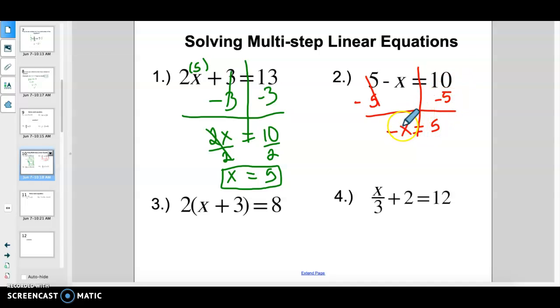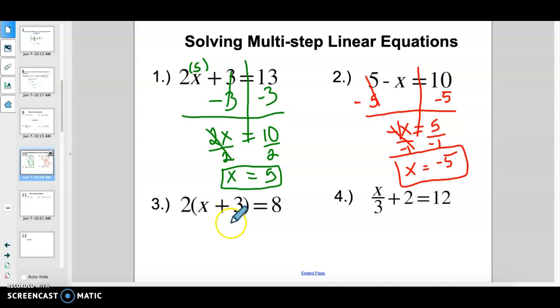Don't forget, if you ever have a single x, you can always draw that invisible 1 in the front. So now we have a negative 1x, and because they're touching, it's like multiplying, so we're going to divide by negative 1 on both sides. So negative 1 divided by negative 1 is 1, so we're left with a single positive x, and 5 divided by negative 1 is negative 5. And once again, you could plug that in if you wanted to double check your answer.